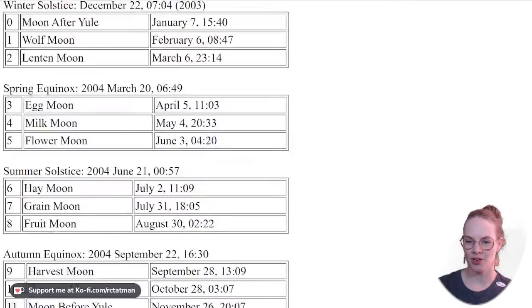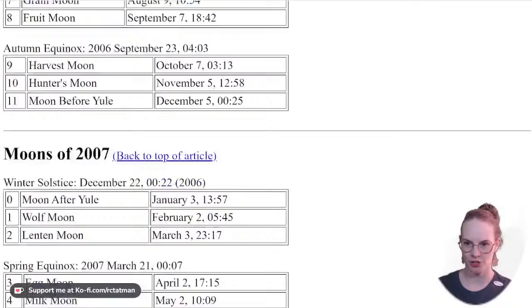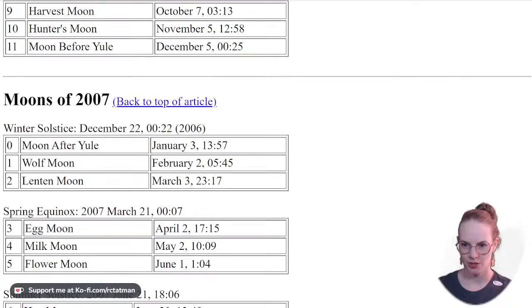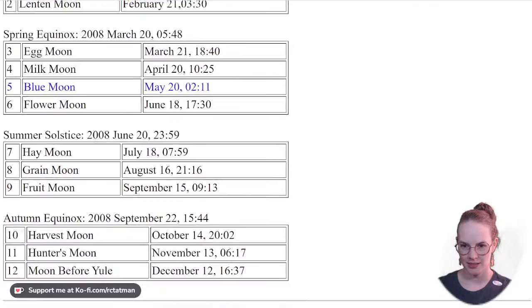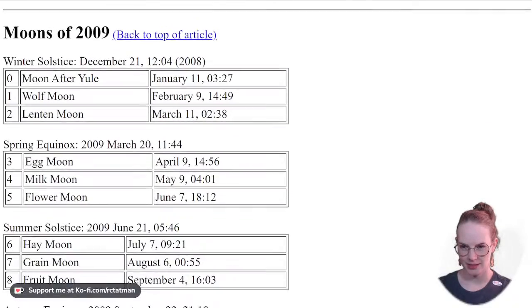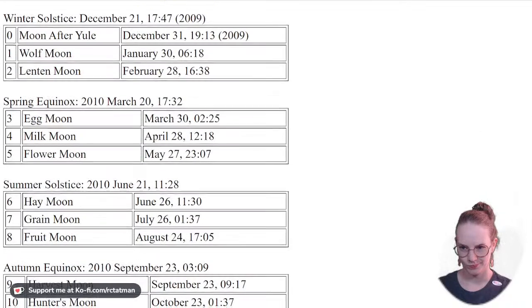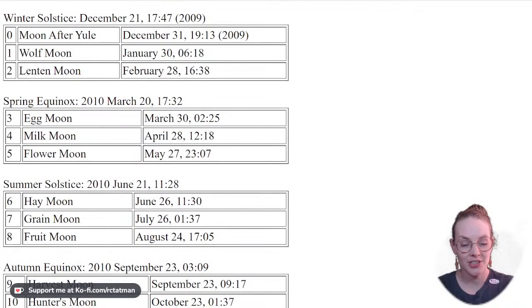The Lenten moon can occur in February or March. But so I think what we need to do is give each of these moons 2 months, right? Because it can occur in December or January. It can't occur in February. The moon after Yule. The wolf moon can occur in January or February. It can't occur in March. The Lenten moon can occur in February or March. It can't occur in April.